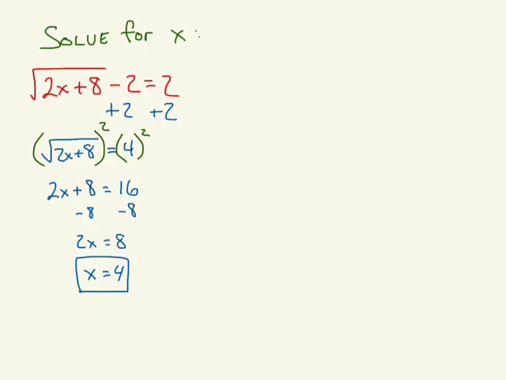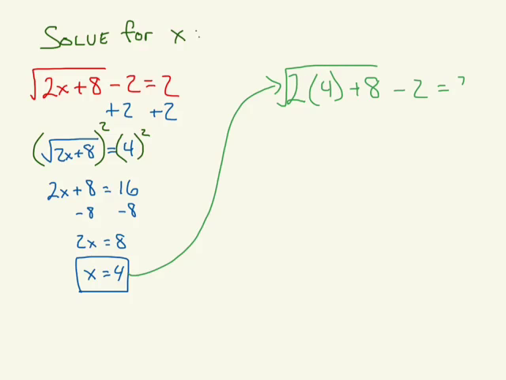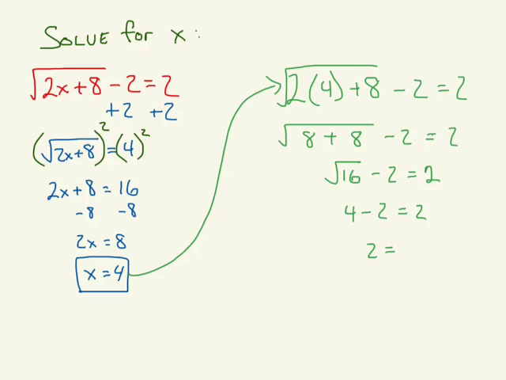So let's go check that solution. We're going to plug it into the square root of 2 times 4 plus 8, minus 2. We want to make sure that equals 2. 2 times 4 is 8. And from there we should get a 16. And the square root of 16 is going to be a 4. And our 4 minus 2 is 2. So our answer checks out and it is correct.